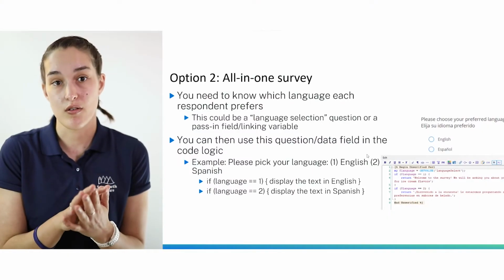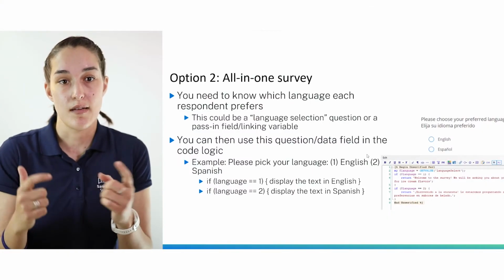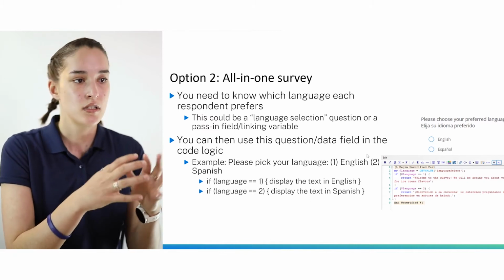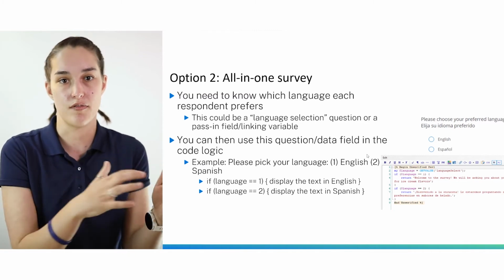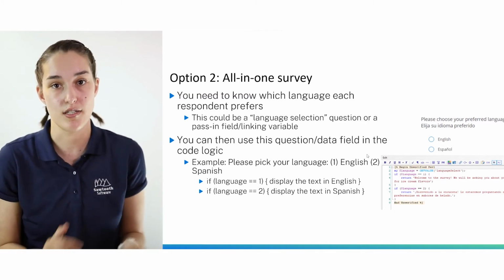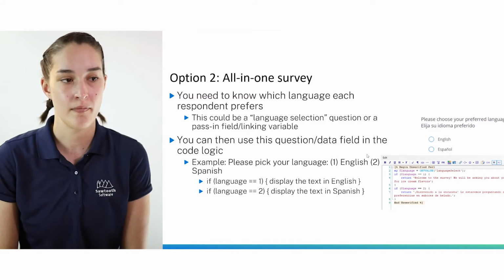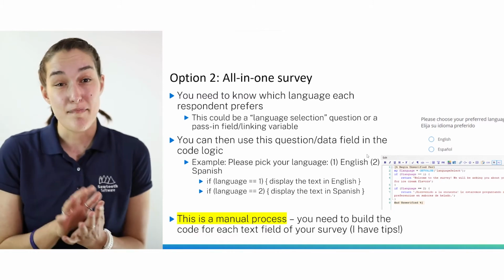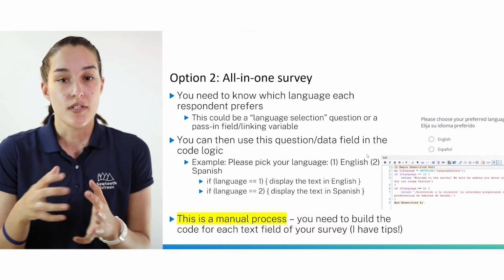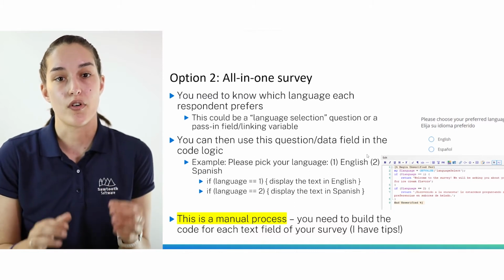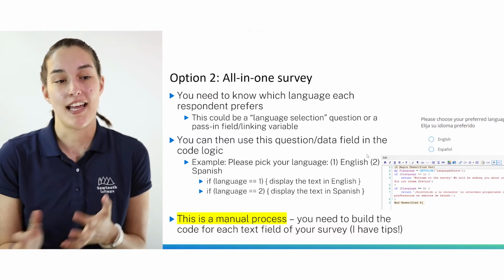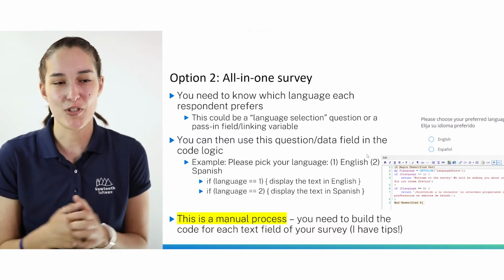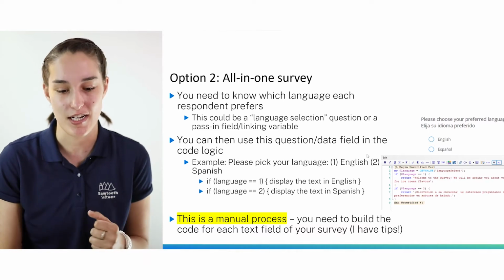And then we can use that data, that question or that variable, to dynamically change our text. So if my language says 1, then we're going to show it to you in English. And if my language is 2, then we're going to show it to you in Spanish. If it's 3, then it's German, whatever. Okay, this is a manual process. So you do need to build the code for each of your text fields in your survey. I do have some tips and helpful hints for how to do that, but it is a manual process.